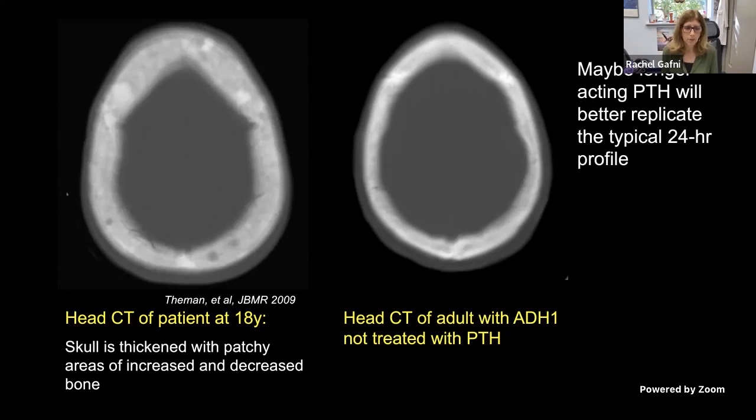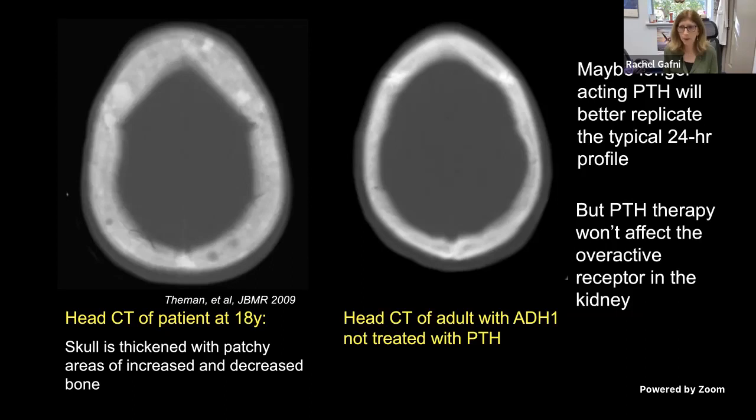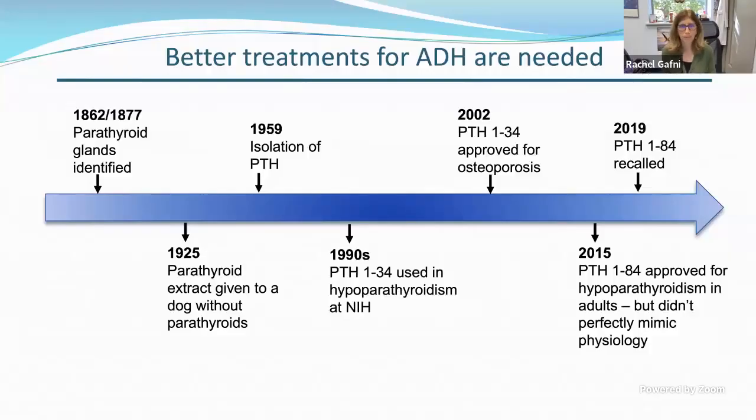So this may be a result of these intermittent injections of PTH that don't mimic normal physiology, but maybe longer acting PTH, such as TransCon PTH, will better replicate the typical 24-hour profile. But remember, PTH therapy won't affect the overactive receptor in the kidneys of patients with ADH1. So while PTH may be useful for the skeleton and maintaining the blood levels, it's not going to fix the whole problem in patients with ADH1. So better treatments for ADH are needed.